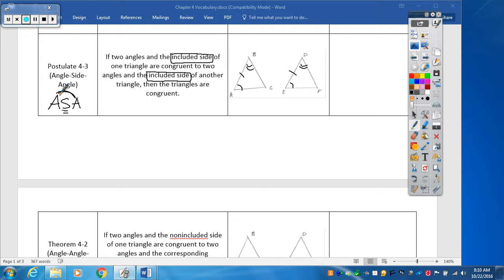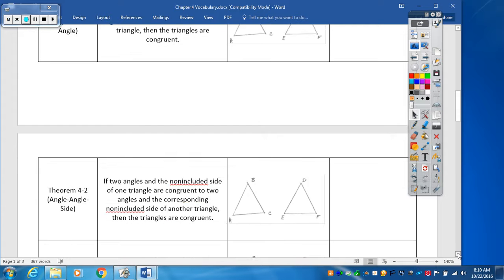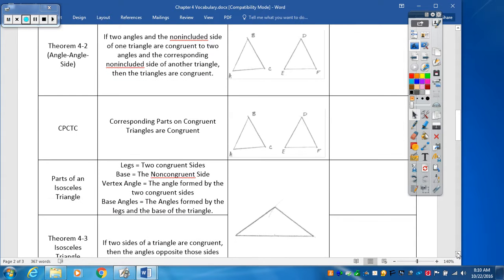That's the key. If I look at the next one, and again, if you need to pause your computer so you can see that, go ahead and do that. The next theorem says this: if two angles and the non-included side, and again, I would probably highlight that, put a box around it, of one triangle are congruent to two angles and the corresponding non-included side of another triangle, then the triangles are congruent.